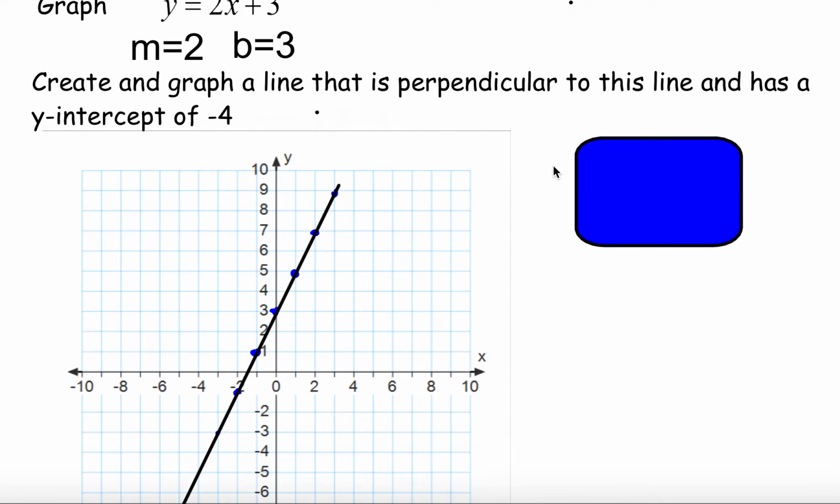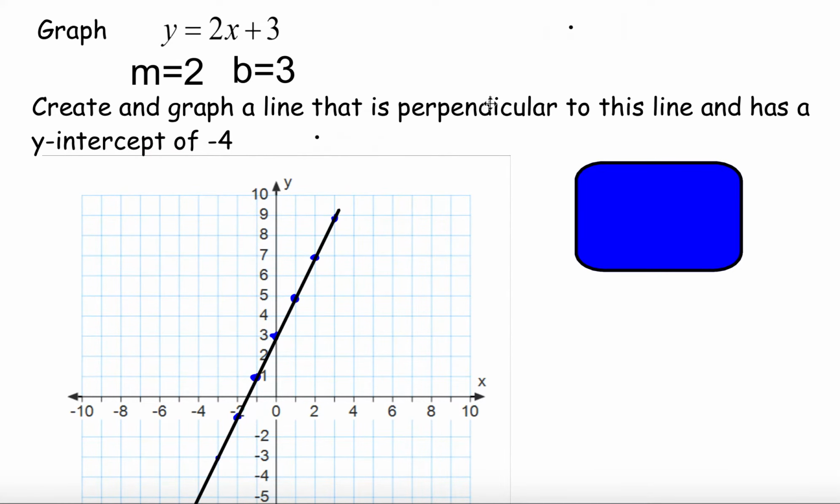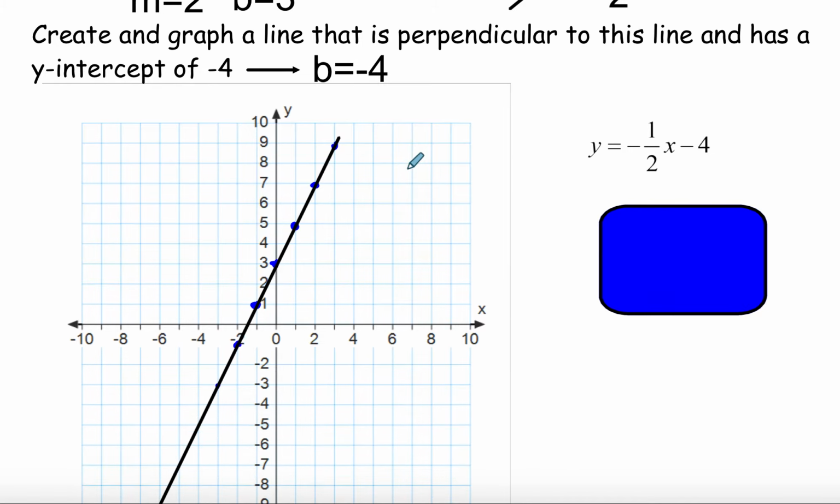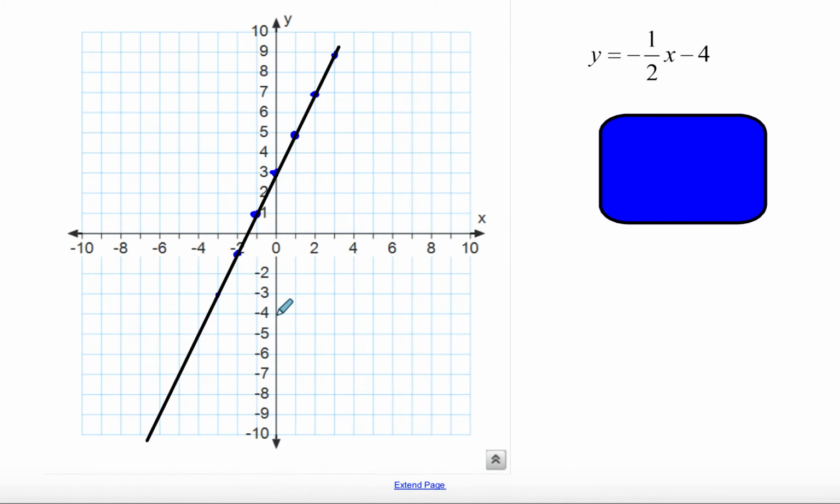Alright, now it says we need to create a graph that's perpendicular. So if it's perpendicular, our slope has to be based on this fraction, which is 2 over 1. So we have to flip the fraction, which would be 1 over 2, and then we have to make it negative. So we're going to have -1 over 2. And it tells me the y-intercept is -4. So really what that means is our b value is -4. So the equation that I'm graphing is y equals -1/2 x minus 4. So now I'm just going to come down here, -4.